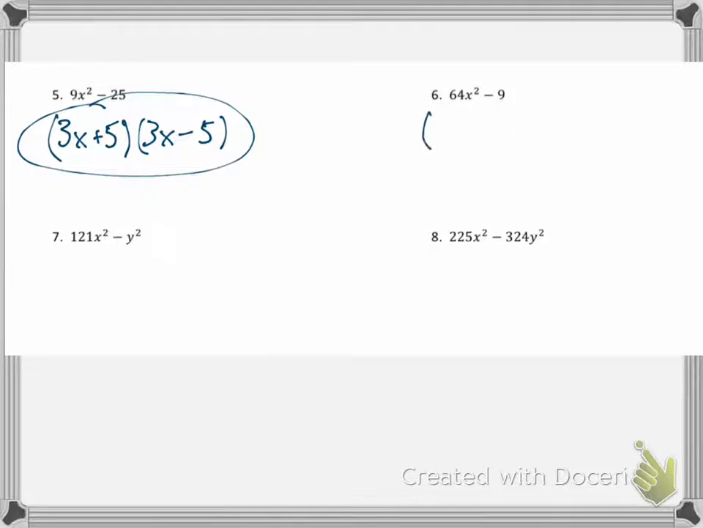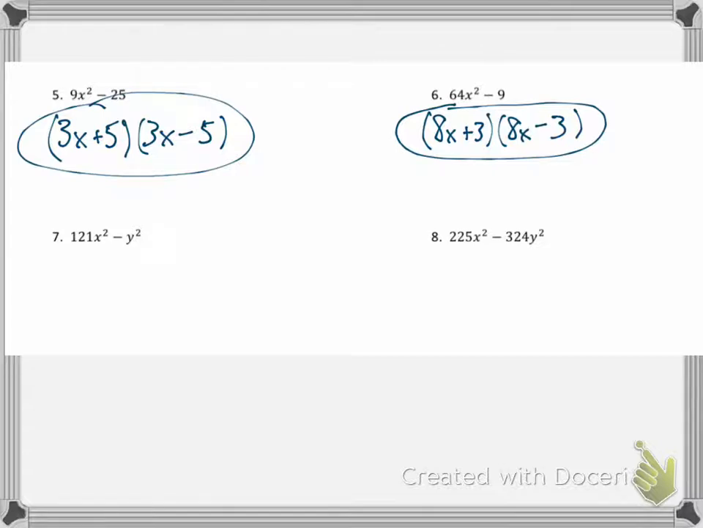Number 6, same idea. 64x squared becomes 8x and 8x. 9 becomes 3 and 3. One gets a plus, one gets a minus. 8x plus 3, 8x minus 3 are your factors. Number 7, I've got 121x squared minus y squared. 121x squared becomes 11x and 11x. Y squared is just y and y. Plus, minus: 11x plus y, 11x minus y.